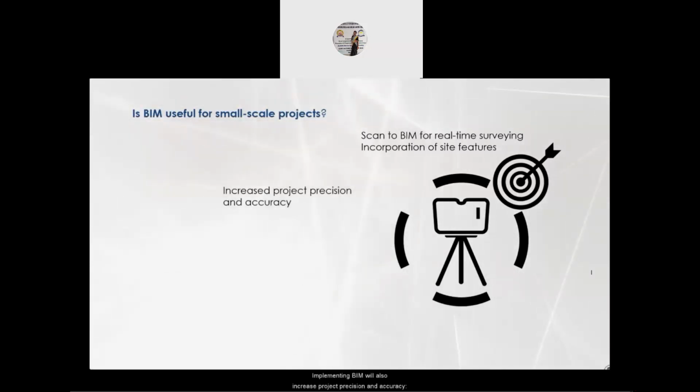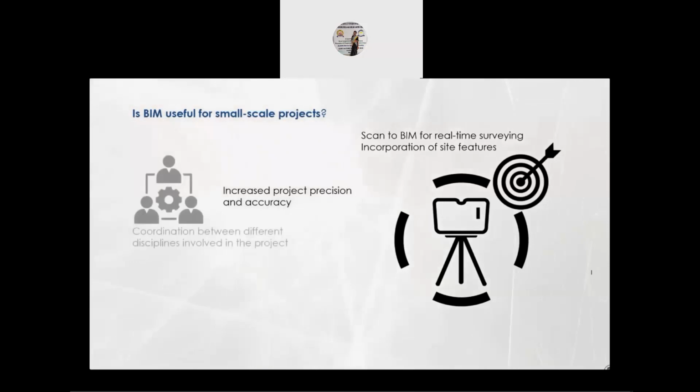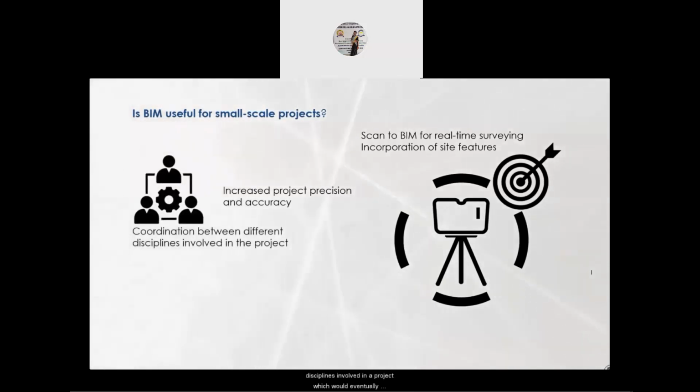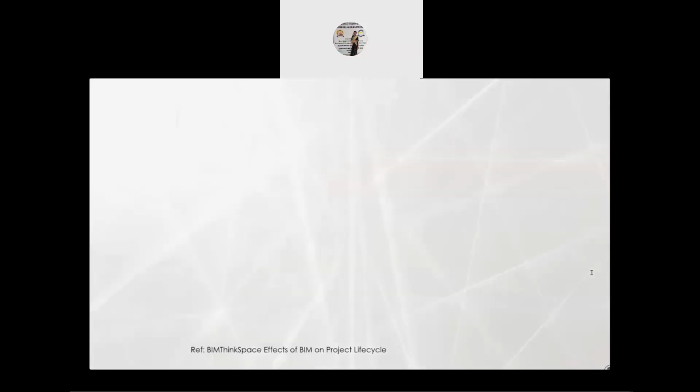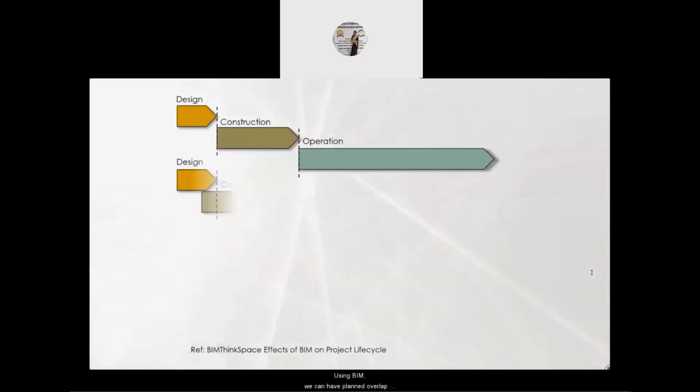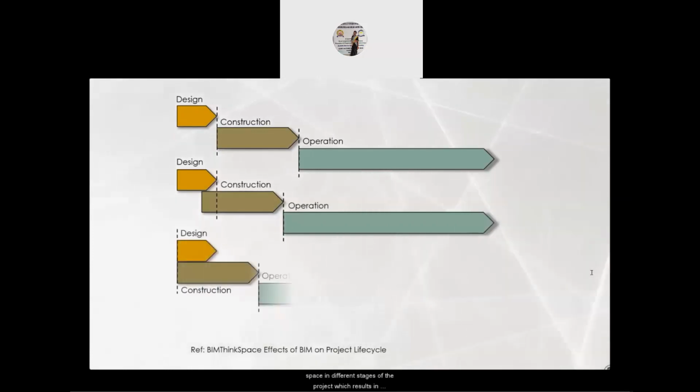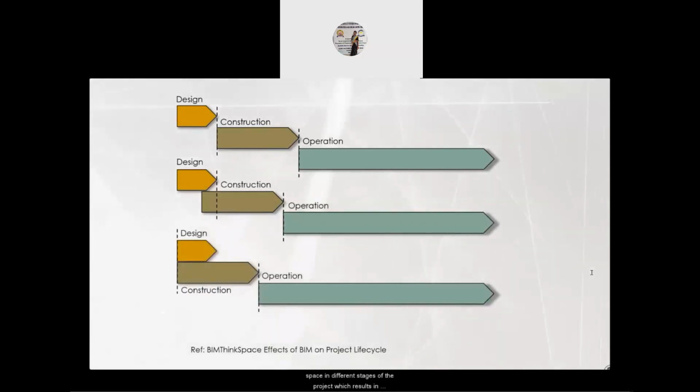Implementing BIM will also increase project precision and accuracy, with fewer errors and mistakes. It will also improve the coordination between different disciplines involved in a project, which will eventually result in minimizing time and cost of the projects. Using BIM, we can have planned overlaps between different stages of the project, which results in reducing the project time and cost.